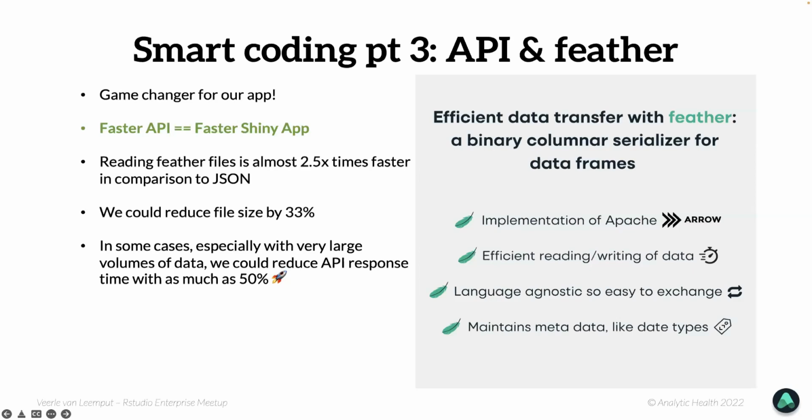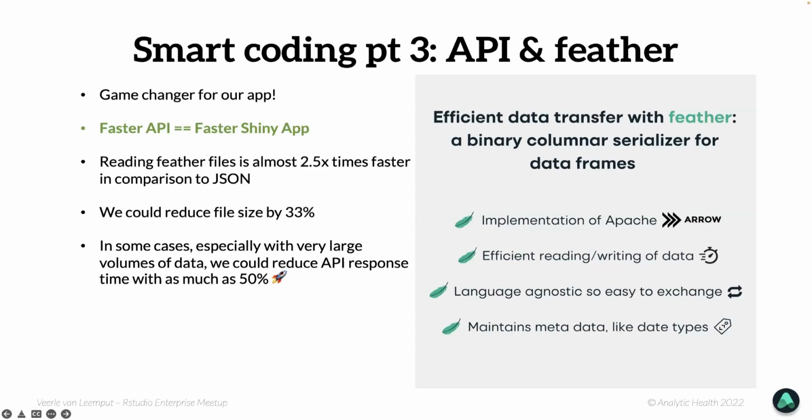And one of the real game changers for our app and our API is that we were going to use Feather instead of JSON. A Plumber API by default returns JSON, but you can also let it default to other data formats, for example, Feather. And we found that Feather is almost 2.5 times faster in comparison to JSON. And also the file size is being reduced.